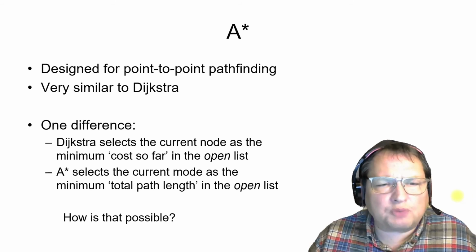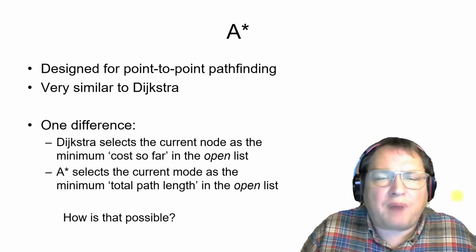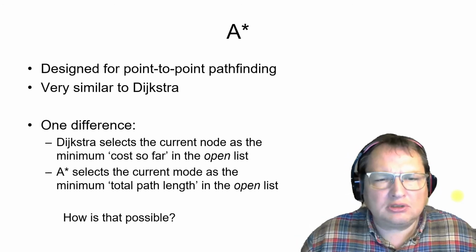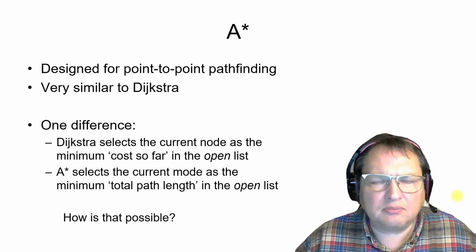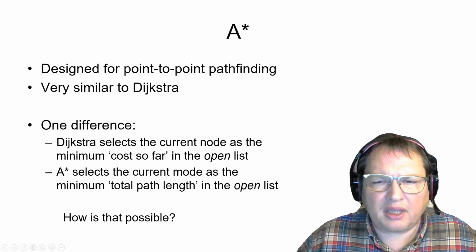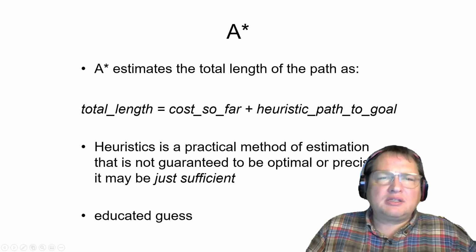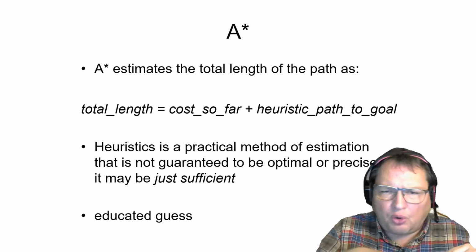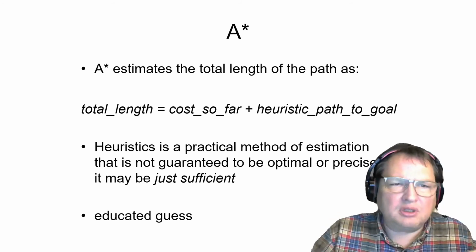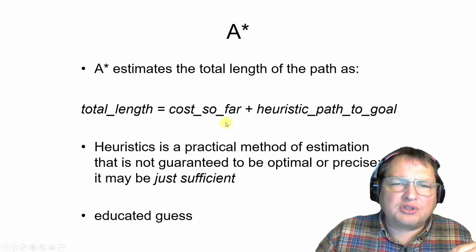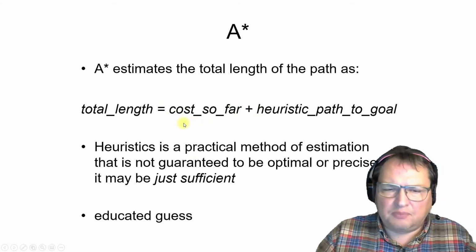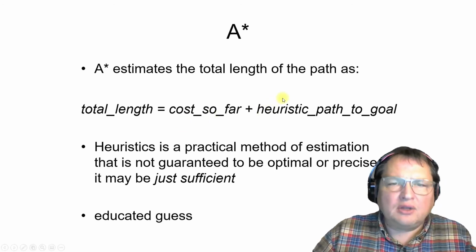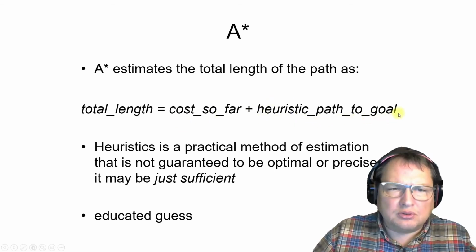How could this algorithm possibly know the total path length from the start to the goal node? Well, it doesn't. It just makes a guess. Alright, so A-star estimates the total length of the path. This is the length going through a particular node as the sum of the cost so far, the value that is known and calculated in the Dijkstra algorithm already, plus the heuristic path to goal.